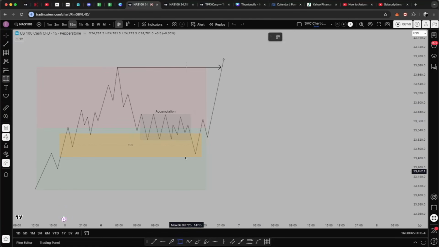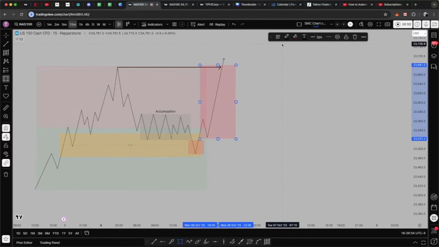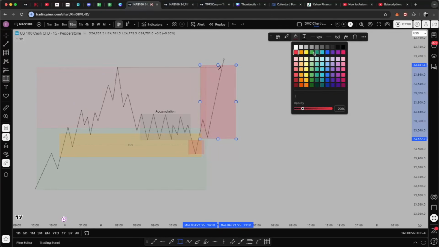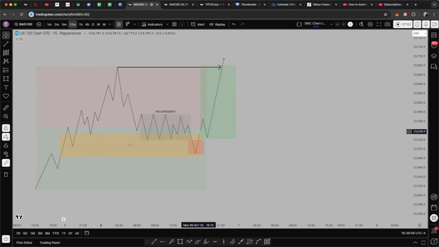So you can see here, after this accumulation, price will manipulate, and then it will distribute to the upside or to the downside, whatever the case may be. In this particular case, it was to the upside. So also, when is this happening? It happens all the time. It doesn't matter the time, the hour, because it can do this type of formation in the Asian session, London session, New York session. It can happen in every hour.